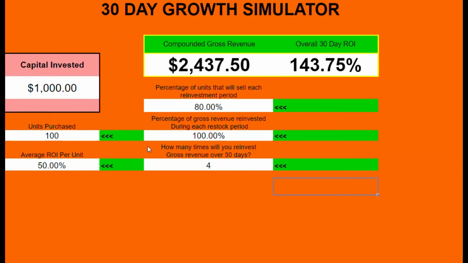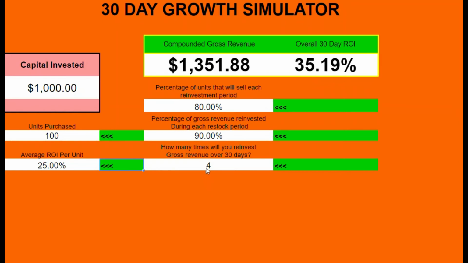So let's get a little bit more realistic here. You're not going to be able to reinvest 100% of that every time for various reasons. So let's drop this down to a 90%. And 50% ROIs are getting rarer and rarer, so let's be a little bit more realistic here with the ROI per unit. Drop that down to 25%. So you can see that even though we're sourcing at a 25% ROI per unit, we're still growing at a clip 10% higher than that overall for the 30-day period. So that's okay, but you can do a little bit better.